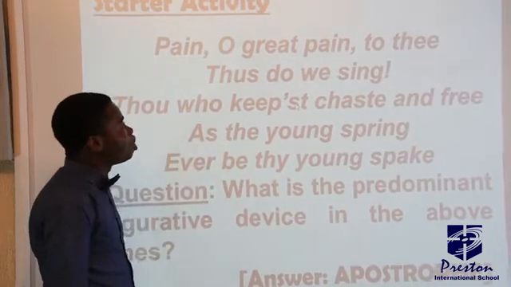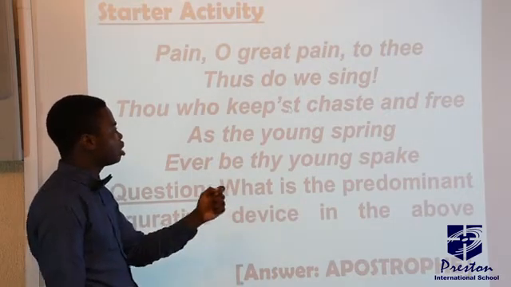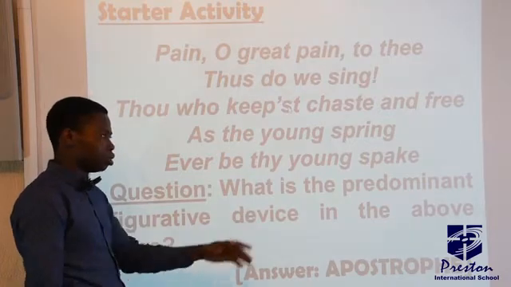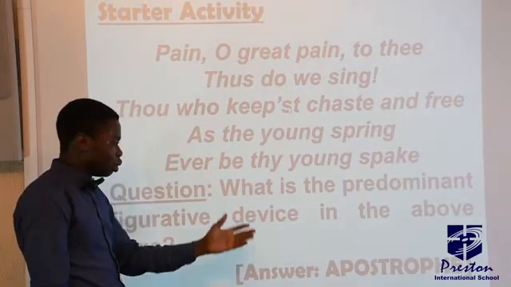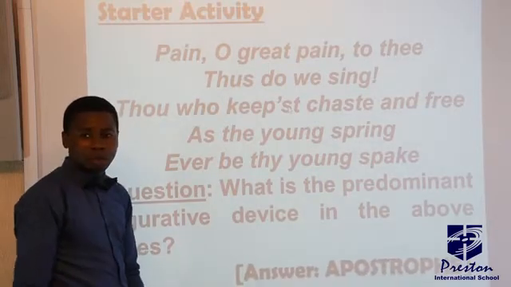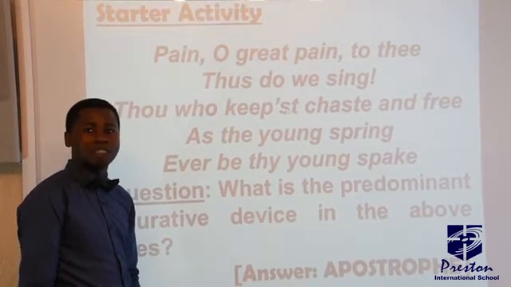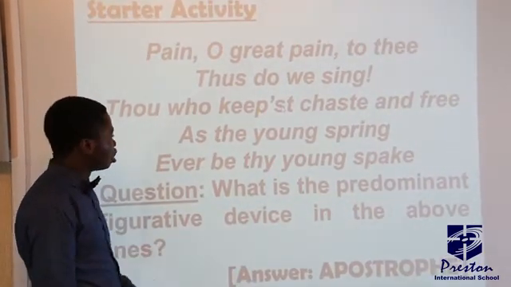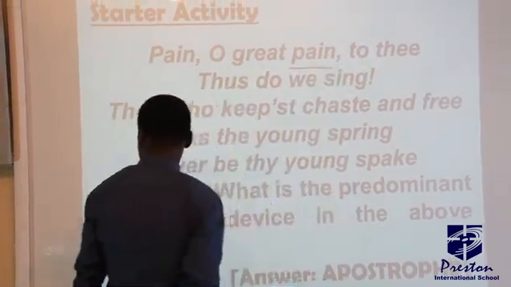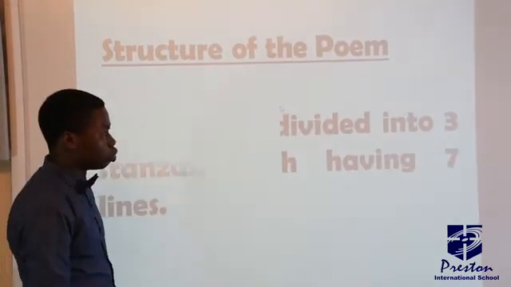Pain, O great pain, to thee thus do we sing. Thou who keepest chaste and free as the young spring, ever be thy young spake. So you're expected to give the predominant figurative device that we have here, and of course, as you can see on the screen, it's apostrophe, where you speak to something as if it's right there with you. And what is being spoken about here is pain.